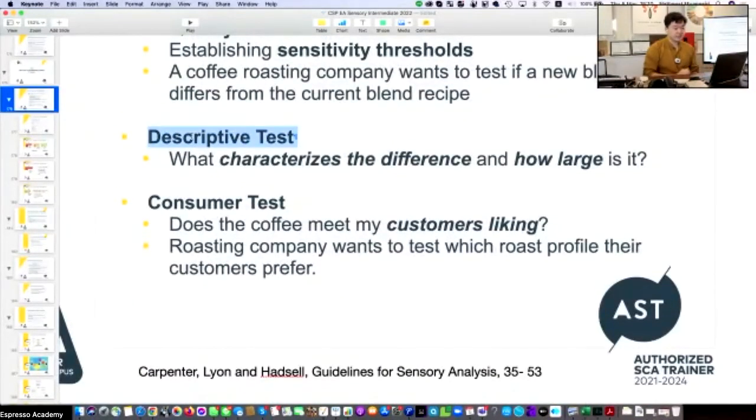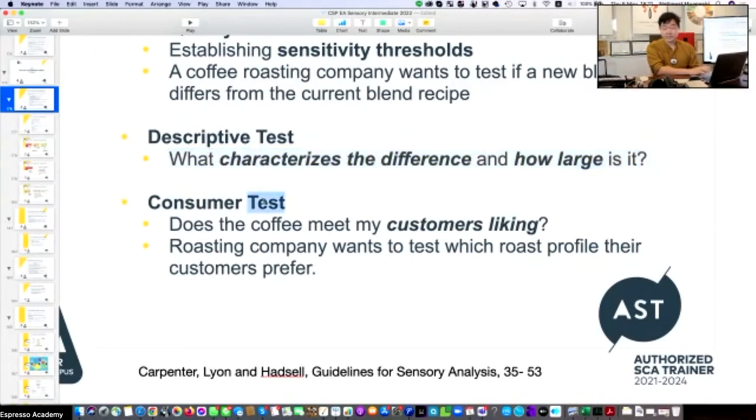On the other hand, a descriptive test characterizes the difference, how large it is. For example, this one is sweeter than that one, has longer body, is juicier, and so on. Which is different from the discriminative test: this one is different, and that's it, there is no need to tell. But in a descriptive test, you need to tell and describe. It's pretty much what the Q grader does. Q graders describe. We don't do the test, we just describe the coffee: descriptive sensory analysis.